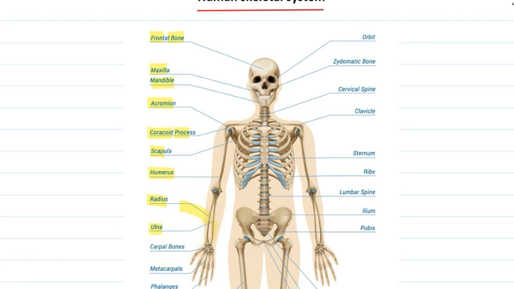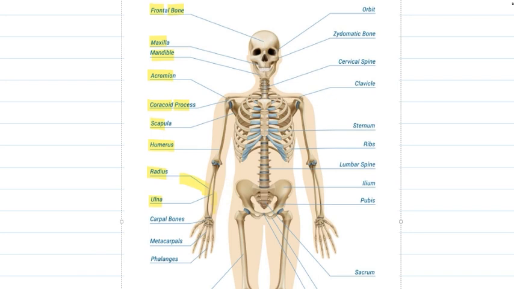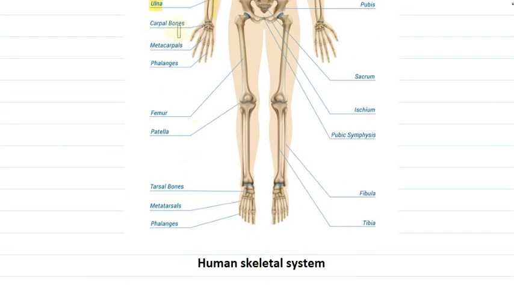Then we can see there are the carpal bones. What are carpal bones? Carpal bones are the wrist bones. There are 8 small bones making up the wrist, and these connect the hand to the forearm.